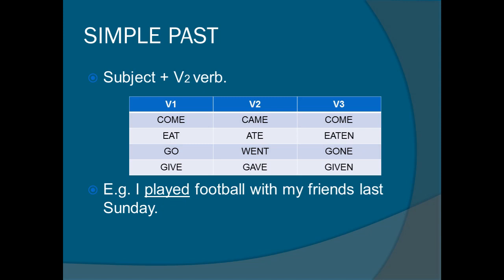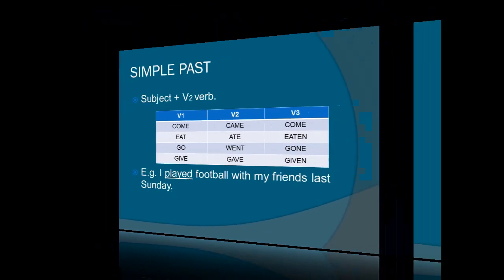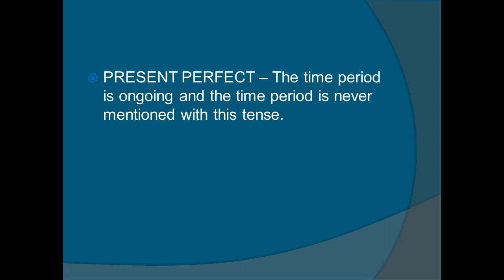Listen, as I said before, there's a connection between these two tenses, present perfect and simple past. Now listen, present perfect means the time period is ongoing, okay? And we never mention the past time with this tense. So if the time period is ongoing and the past time is not mentioned, you must use present perfect tense.